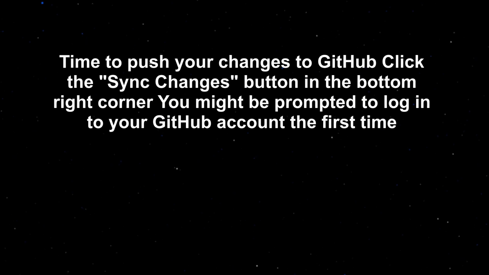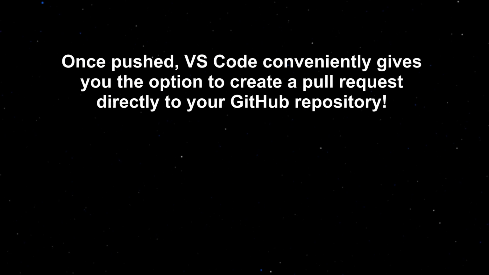Time to push your changes to GitHub. Click the Sync Changes button in the bottom right corner. You might be prompted to log into your GitHub account the first time. Once pushed, VS Code conveniently gives you the option to create a pull request directly to your GitHub repository.